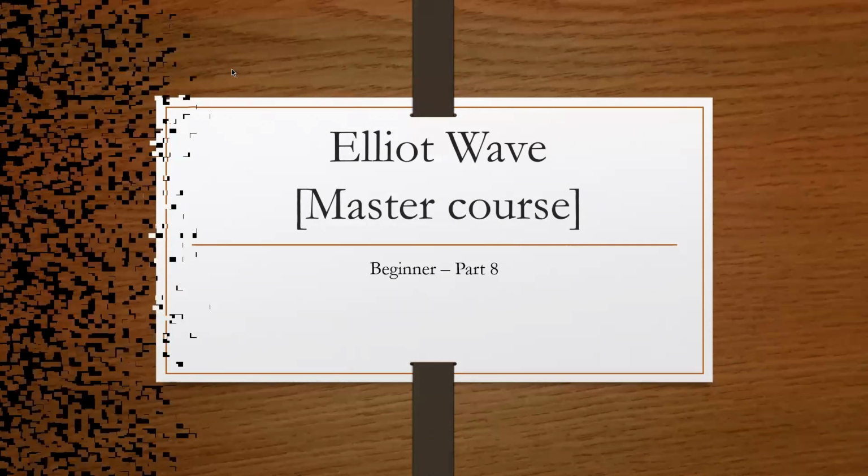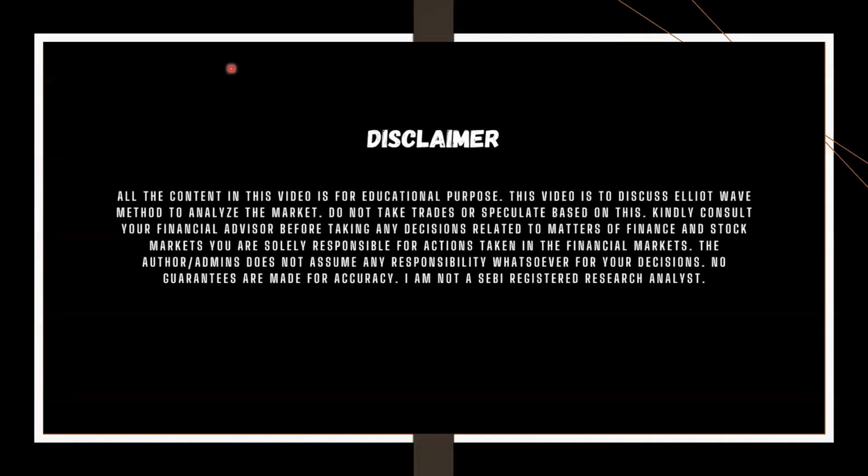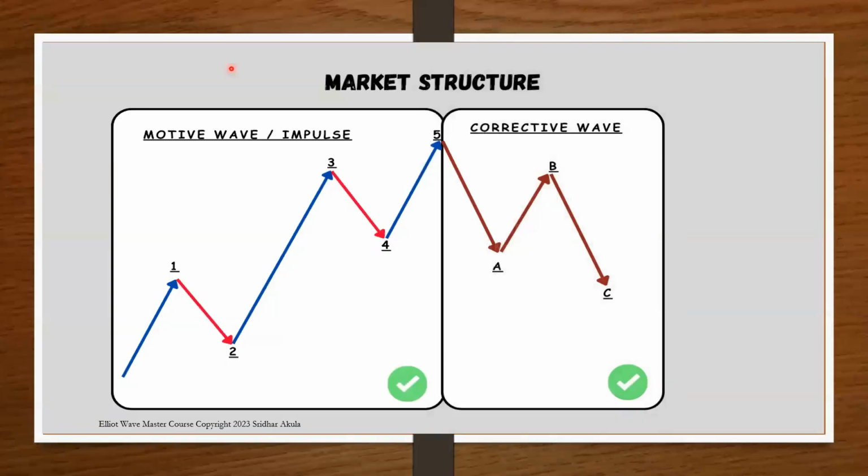Now, in this part, we're going to look at a blank chart. In the blank chart, you are going to identify all the possible structures you can see. Now, what have we learned so far? We have learned your corrective waves, you have learned your motive waves, which is your impulse. You know the rules, you know the different structures, you know how to identify them.